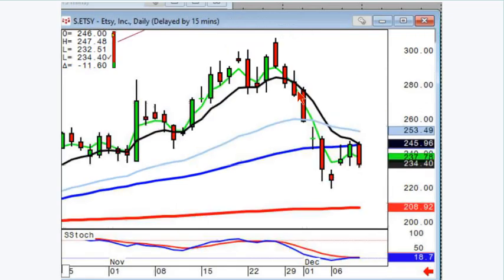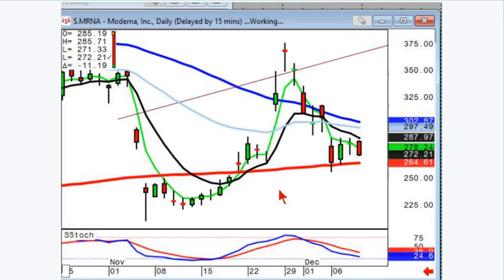Etsy failed to get above the T line. Another one that if I was short, I would cover the short. Now maybe you think about going short on weakness from here. Moderna never got up above the T line. If you're short, you stay short. If you've covered your short here, I'd be ready to go short if it comes back down through the 200.